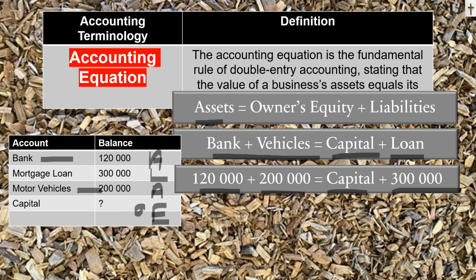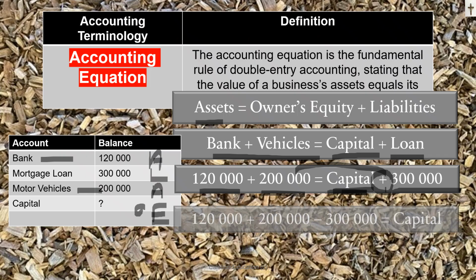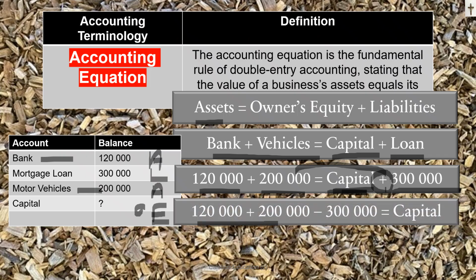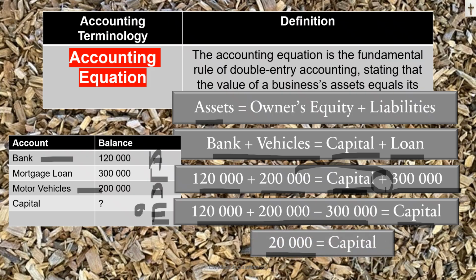Now we need to solve for the unknown. Capital is unknown. So if I take the 300,000 across and leave capital on its own, when we go across the equal sign, that plus sign will change to a minus according to maths laws. So there we've got 120,000 plus 200,000 minus 300,000 is equal to capital. Then we just need to simplify the left hand side. On our calculator or in our mind, we've got 320,000 minus 300,000 is equal to 20,000. What is the capital amount? The capital amount is equal to 20,000.